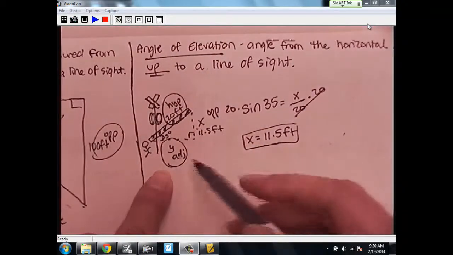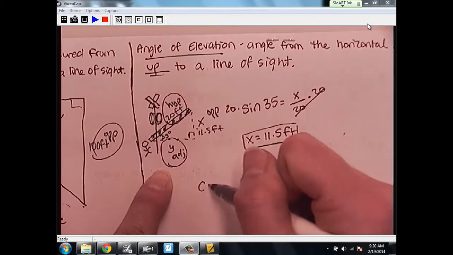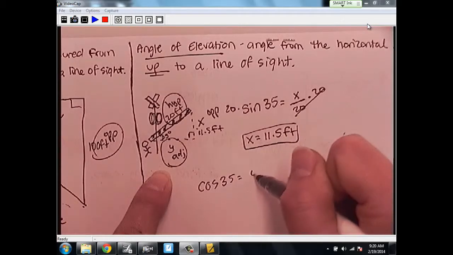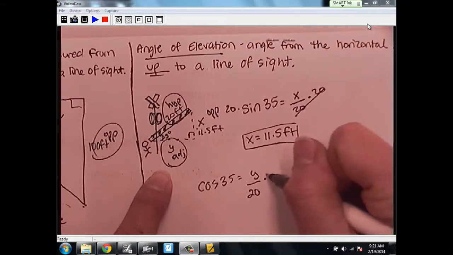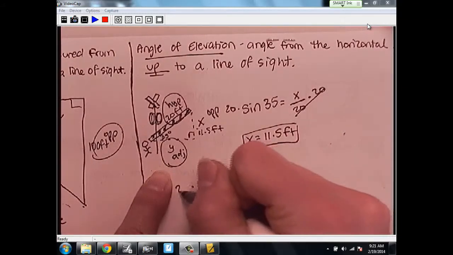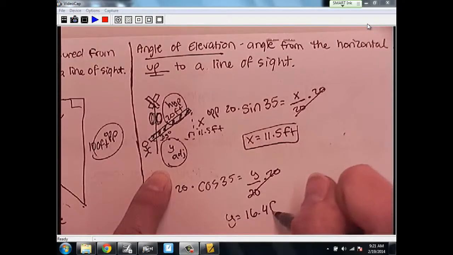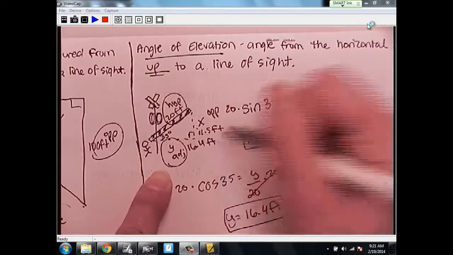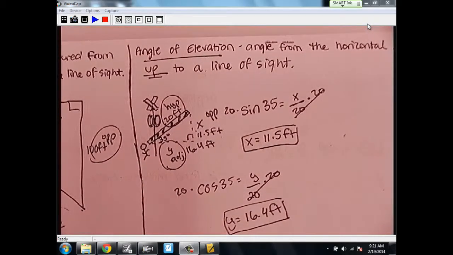Let's look at the information they gave us. Adjacent and hypotenuse, that is your CAH. Cosine 35 equals adjacent over hypotenuse. Y is up high, so I multiply, and y equals 16.4 feet. So if I put it on my picture, I'm like, does this make sense? This is 16.4, 11.5, and then 20 for my hypotenuse. It's the longest side, probably.